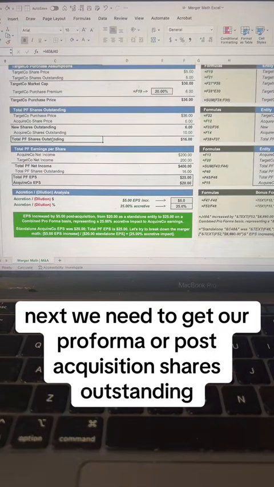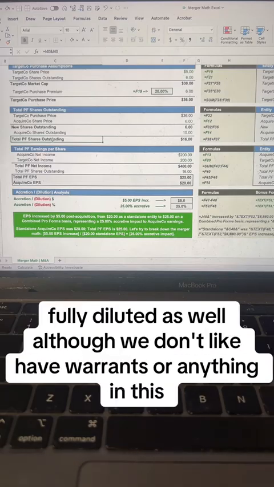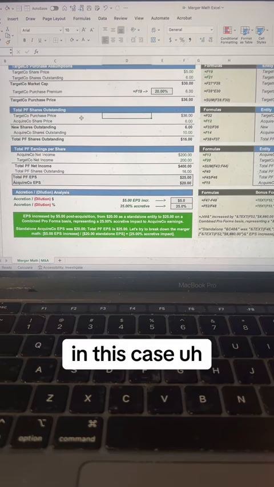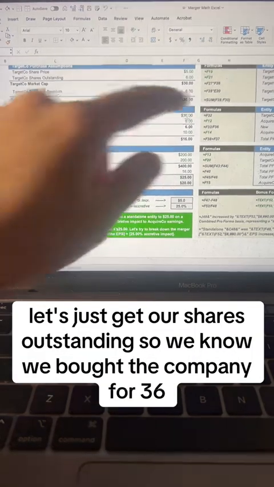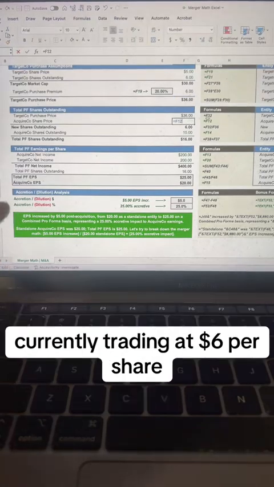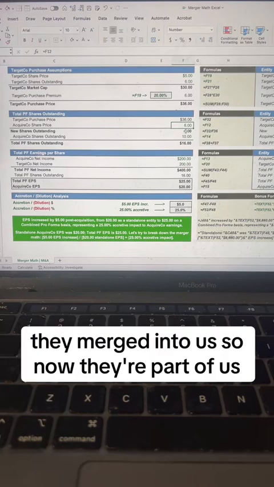Next, we need to get our pro forma or post-acquisition shares outstanding and earnings per share, fully diluted as well, although we don't have warrants or anything in this case. First step, let's just get our shares outstanding. So we know we bought the company for $36, currently trading at $6 per share. Why do we use Acquire Co? Because we bought Target Co. They merged into us. So now they're part of us.